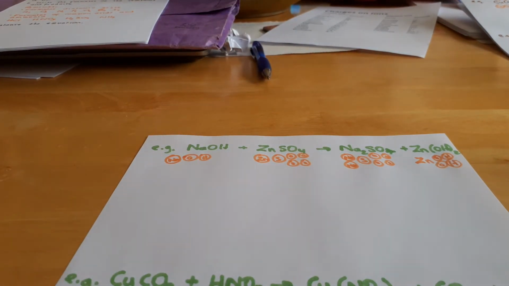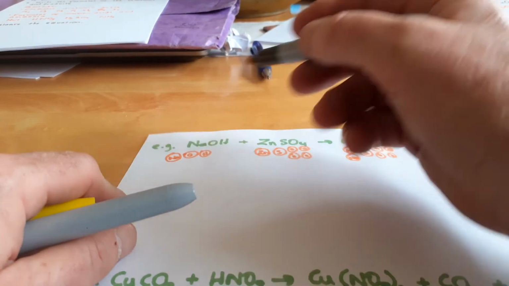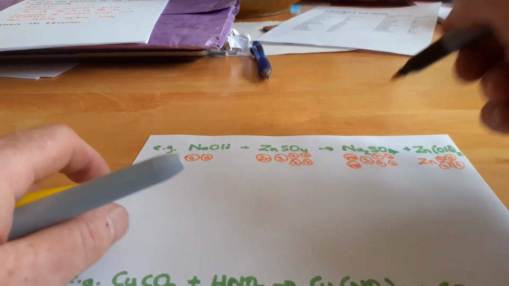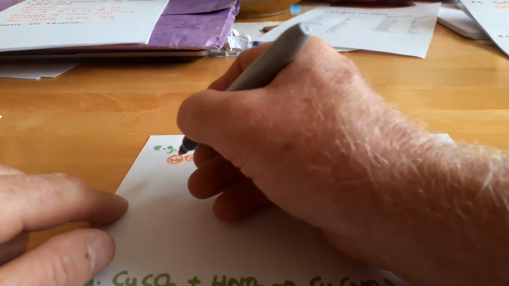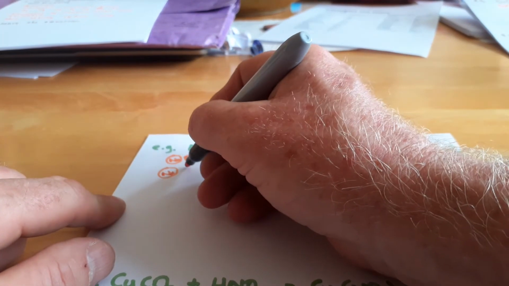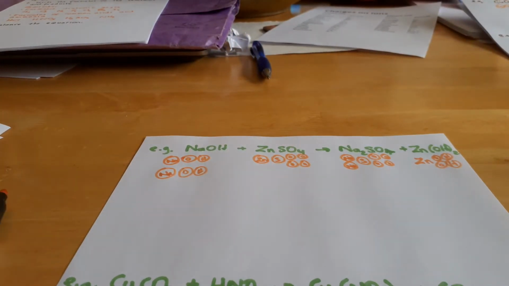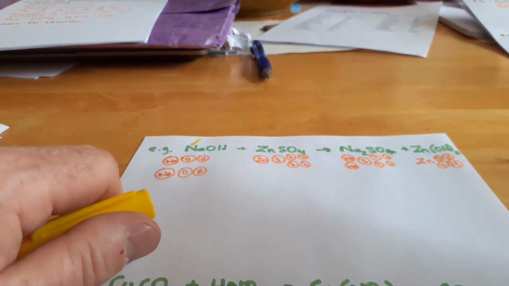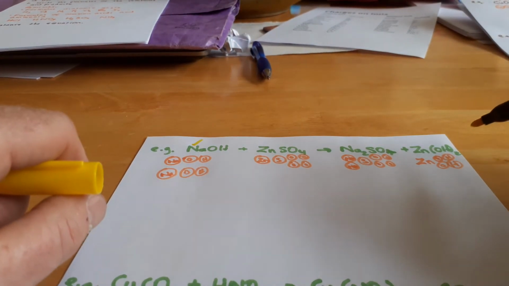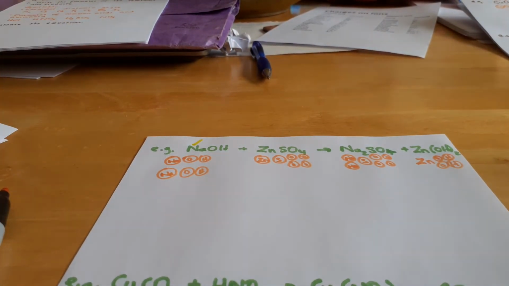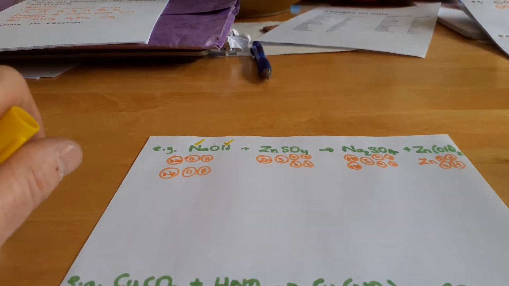Now then, let's do our balancing. We've got 1 sodium, and we've got 2 sodiums here. So we will need another sodium hydroxide, NaOH. So now they're happy. Hydrogens, we've got 1, 2 on the left hand side and 1, 2 on the right hand side. So they're happy. Remember, we're leaving oxygens to last.